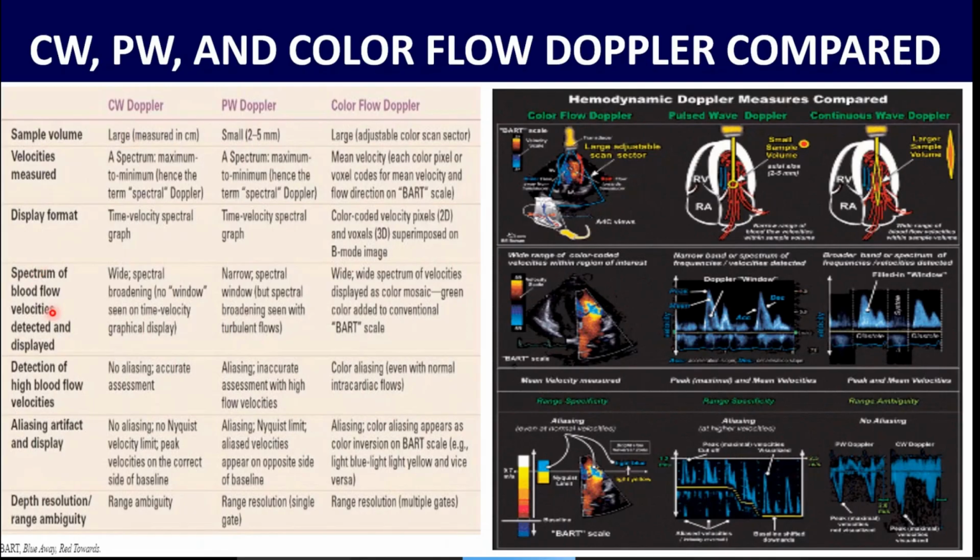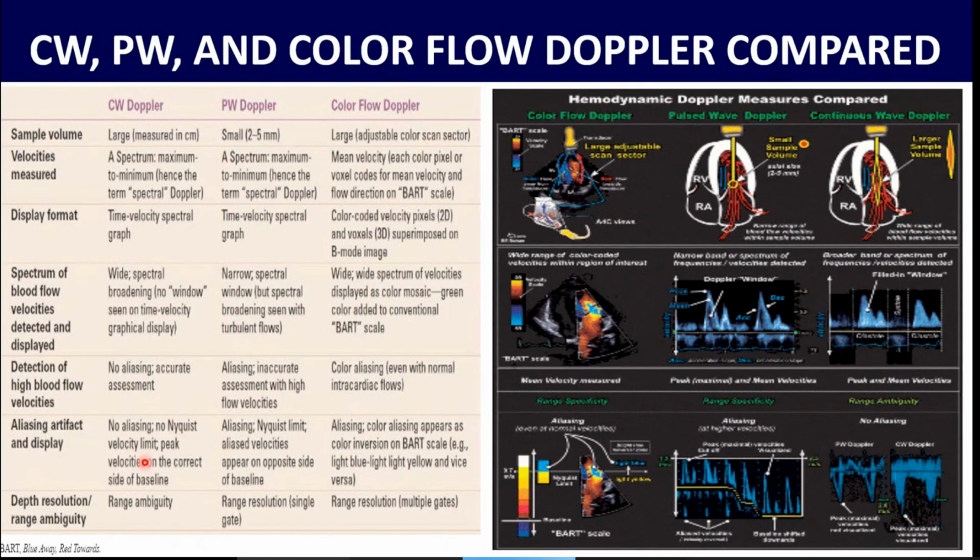The velocities measured will be higher in continuous wave Doppler as compared to the pulse wave Doppler. Both of them show the time velocity spectral graph, where you have time on the horizontal axis and velocity on the vertical axis. Detection of high blood flow velocity is possible with continuous wave Doppler, but not with pulse wave Doppler because aliasing occurs. There's no aliasing in continuous wave Doppler.